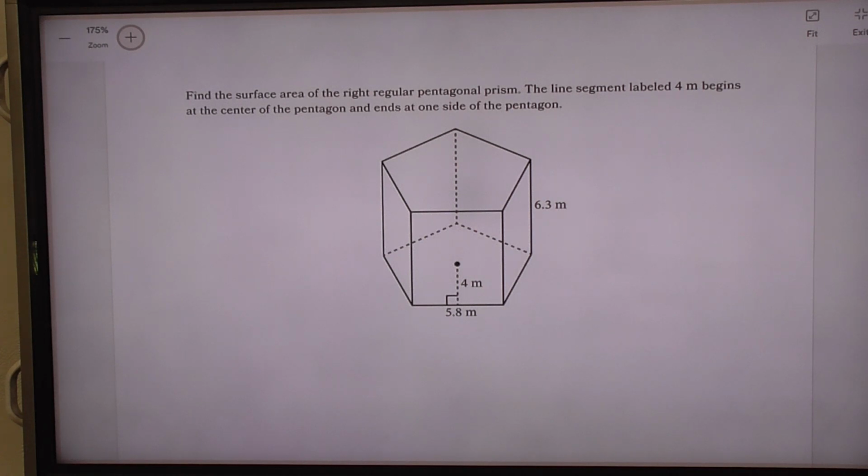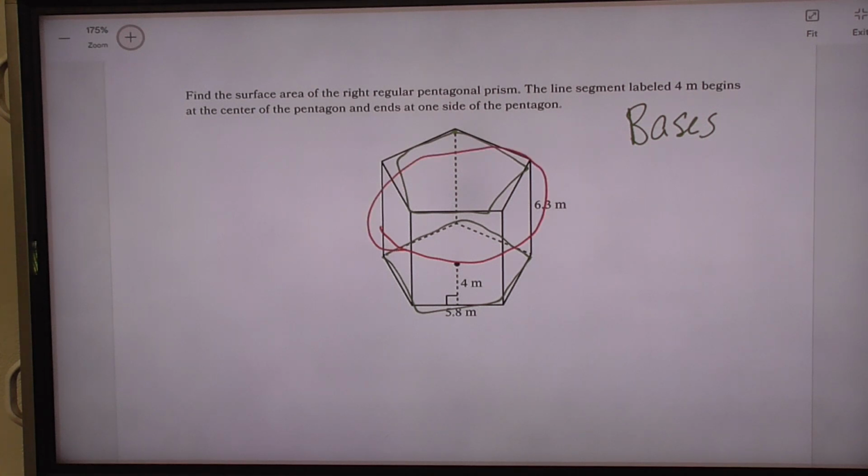It is a pentagon. What part of it is a pentagon? The bases are pentagons. So we got a pentagon right here. That's a base. And we got a pentagon right here. So those are our two bases. What do we call all the stuff that goes all the way around the bases? So those are our lateral faces.